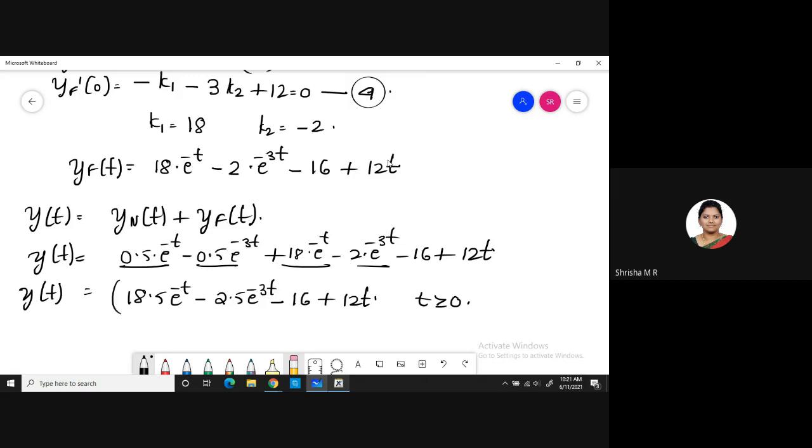Or you can write this equation multiplied with u of t. 18.5 into e power minus t minus 2.5 into e power minus 3t minus 16 plus 12t into u of t. Got it, everyone? Clear? Is this problem clear, everyone? Yes. You want me to explain once again?